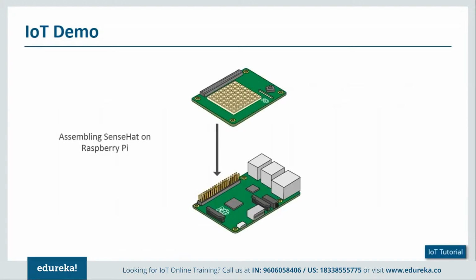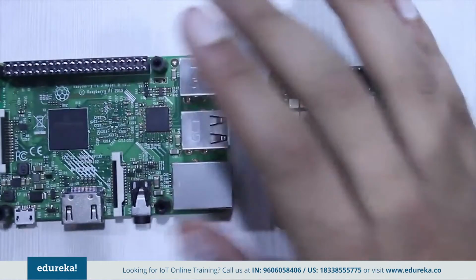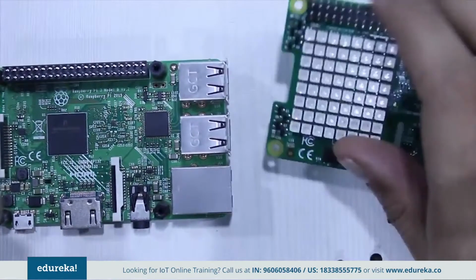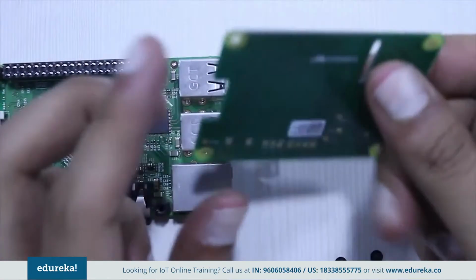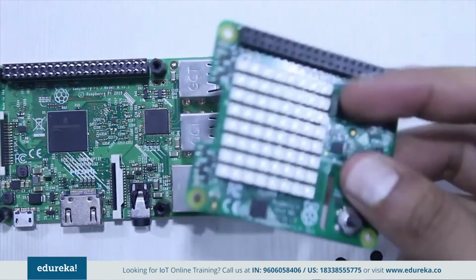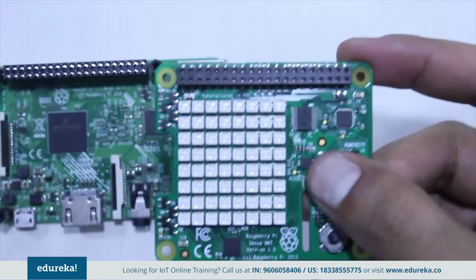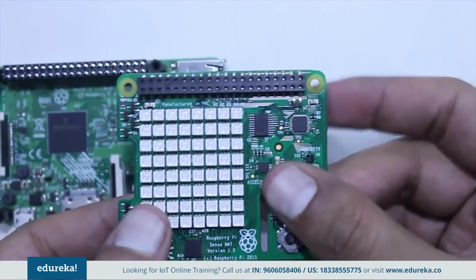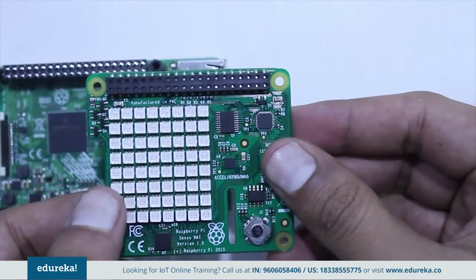First, let me show you what the Sense HAT is and how you can assemble it on the Raspberry Pi. This is my Raspberry Pi unit, and this is the Sense HAT board. It's a simple additional board that you can add on top of your Raspberry Pi. How it's different from the Raspberry Pi is that there is an 8x8 digital LED display present here, so you can use this for various purposes as per your requirement.